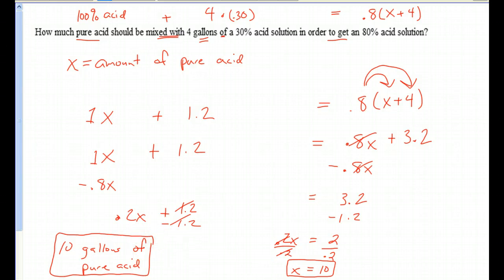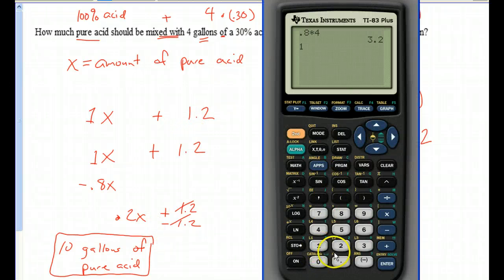Alright, now a way you can check on this, you got to understand what you've just done. 10 gallons of pure acid means we've got 10 gallons of acid so far. Okay. Now, this is 4 gallons, 30% solution, so that means that 4 times 0.3 that we did right here to get the 1.2, that's acid also. So 1.2 more gallons out of that 10 is 11.2 gallons. That's how many gallons of acid we have so far.